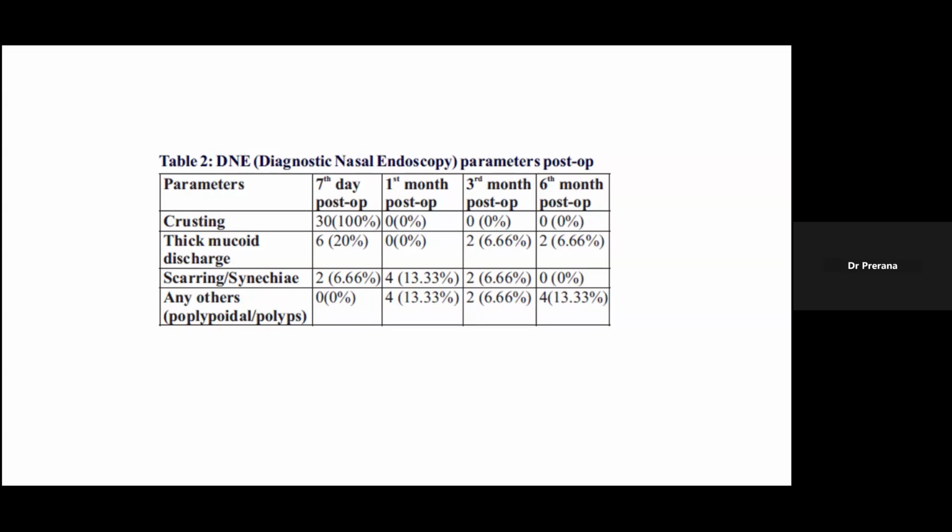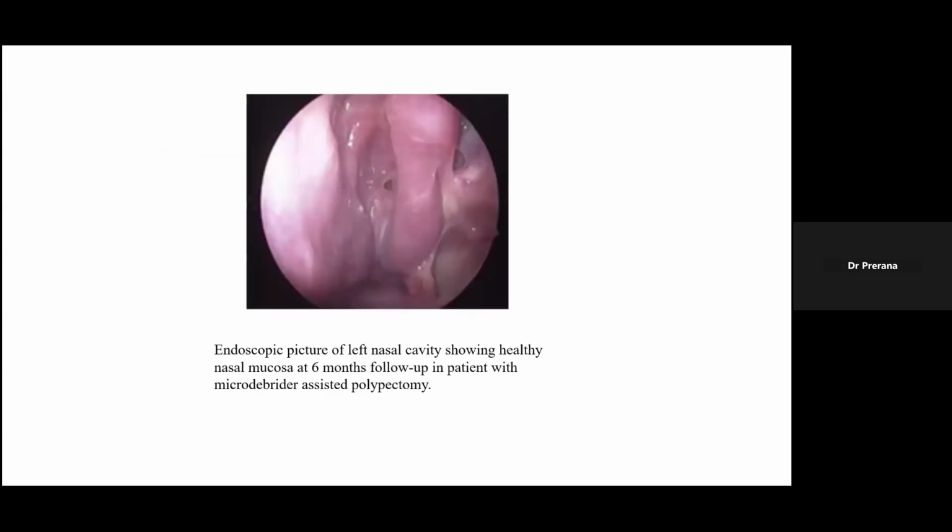Regarding the crusting part, almost all the patients had minimal to moderate amount of crust formation immediately on the 7th day post-op, with use of nasal douching. By the end of 6 months post-op, almost all patients were clear of nasal crusting. The thick mucous discharge was present only in 2 patients by the end of 6 months post-op, with no patients having any scarring or synechiae, and the polypoidal changes were observed in 4 patients.